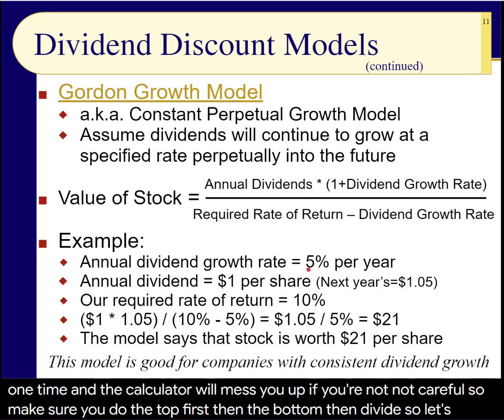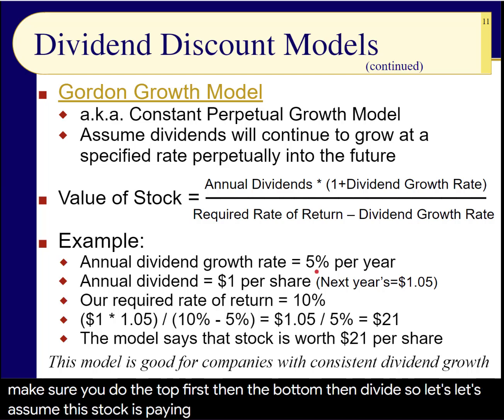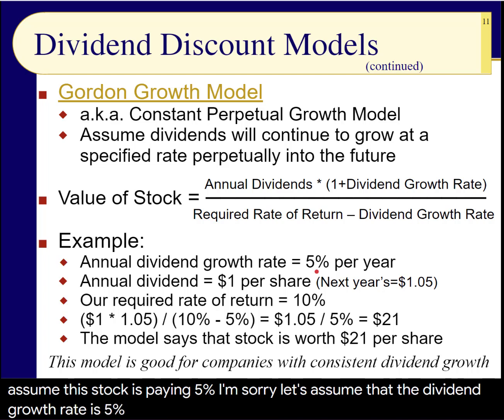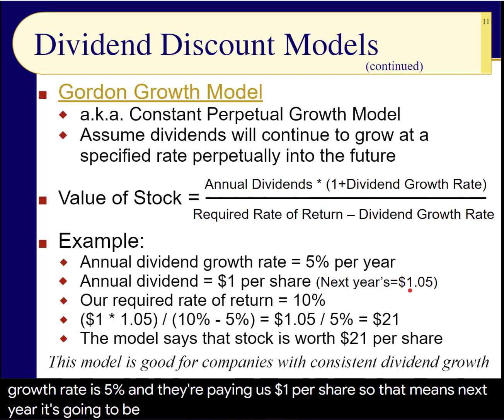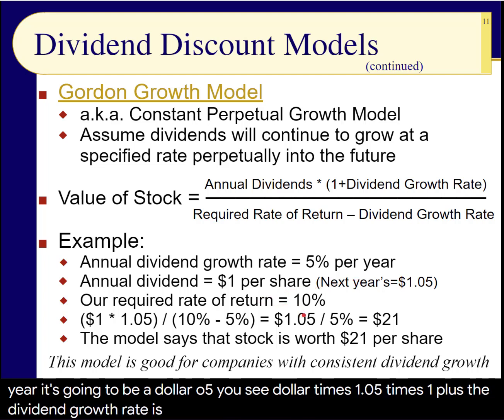So let's assume that the dividend growth rate is 5%, and they're paying us $1 per share. So that means next year it's going to be $1.05. You see, a dollar times 1.05, which is 1 plus the dividend growth rate, is $1.05.